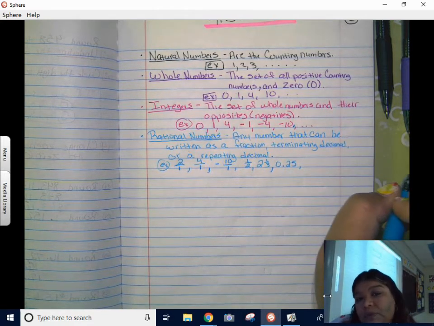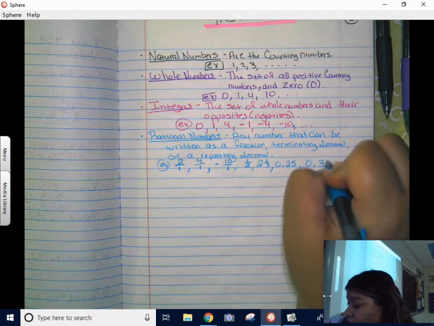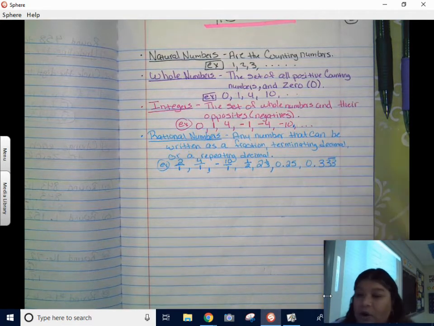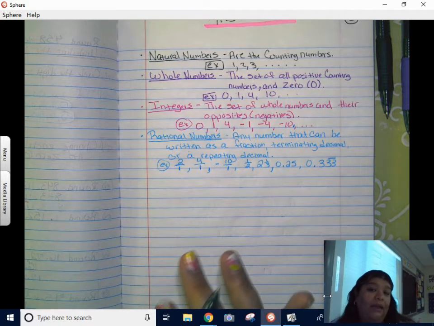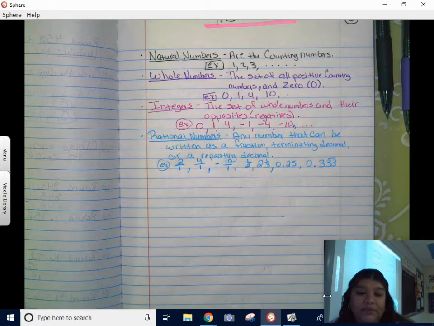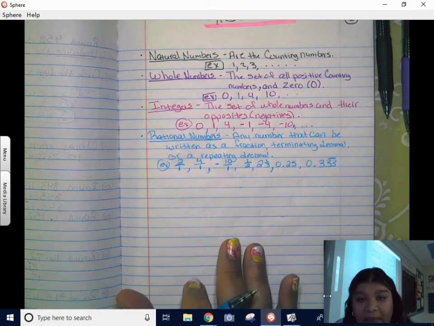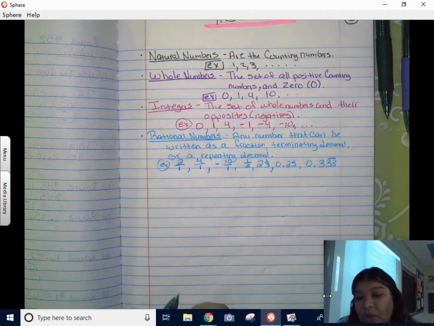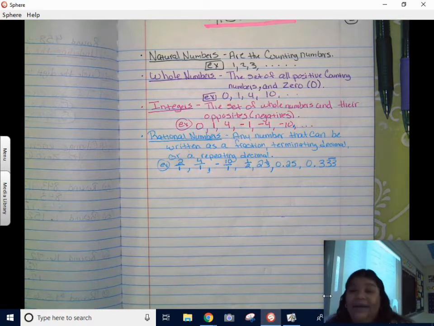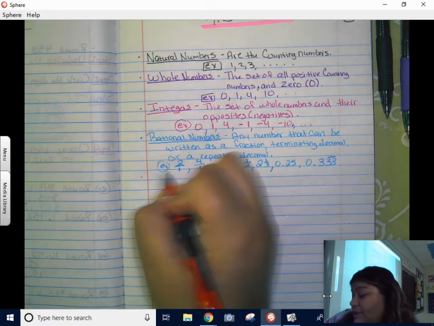And like I said before, the most popular repeating decimal is the 0.33, and it keeps going. So we put that bar on top to show you that it is repeating that number over and over and over again, okay? So those are some examples of rational numbers. Anything you can write as a fraction or a decimal, a repeating decimal or a terminating decimal, is considered rational numbers, okay? Now the last one, there's another one we're going to talk about, and that is called irrational.